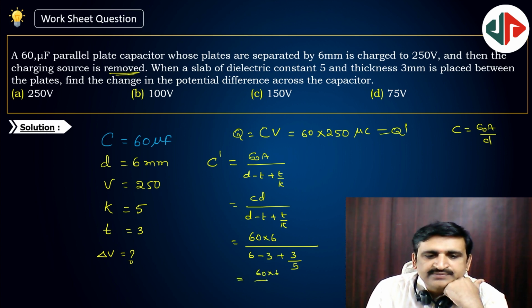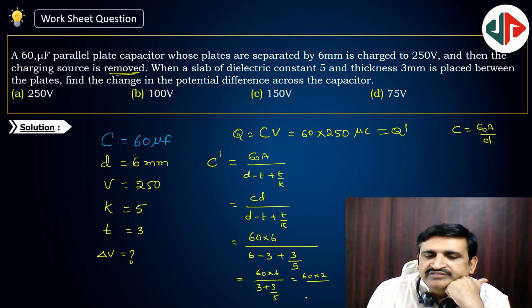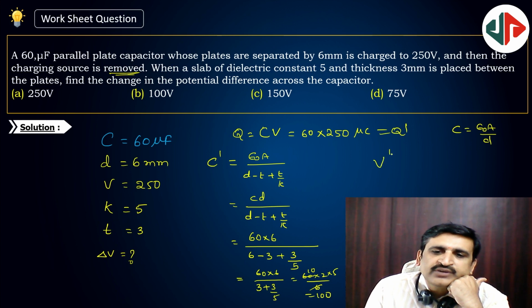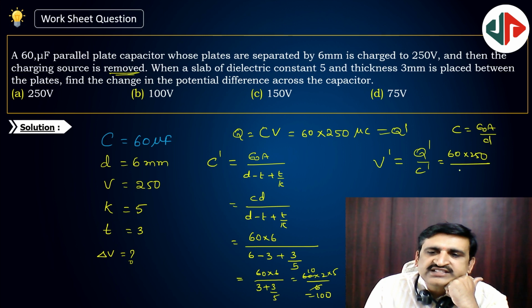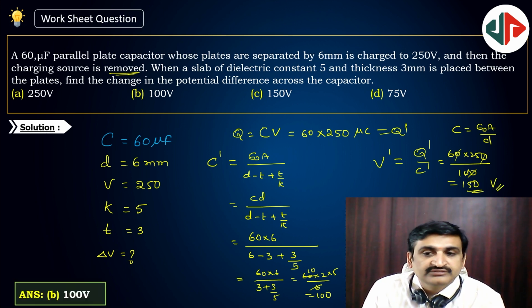Sixty into 6 by 3 plus 3 by 5. 60 into 2 by 1 plus 1 by 5. 5 ones are 5 plus 1, 6 by 5. So 6 will go 10 times. 10 tens are 100 microfarad. This is the new capacity. Now new potential difference is equal to Q by C dash. Q value is 60 into 250 by C dash is 100. 0, 0 will go. 150 volts.